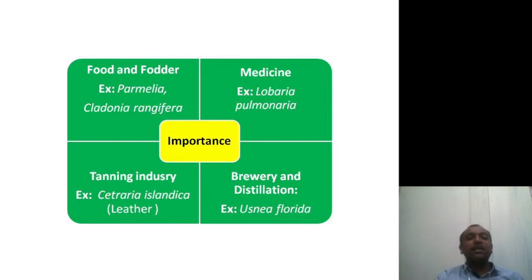Then we have the tanning industry, where Cetraria islandica is used for leather tanning. Besides this, we have brewery and distillation, where you can see the example given is Usnea florida, which is used for the preparation of alcohol. So these are some of the importance of lichens. Although the list is not exhaustive, you can add more on your own.